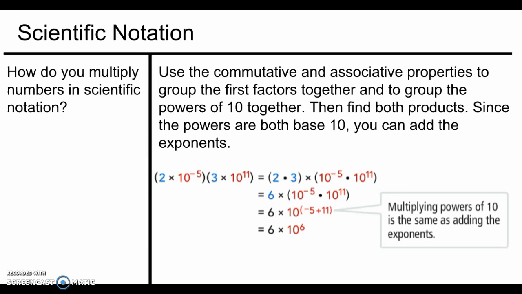So we're going to use our first factors of 2 and 3, and we're going to multiply those together. 2 times 3 is 6. Then we have 10 to the negative 5th power times 10 to the 11th power. Again, our base is 10. They share that same base, so we can add our exponents. Negative 5 plus 11 is positive 6. So this simplified would be 6 times 10 to the 6th power.